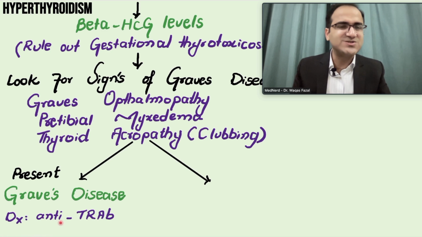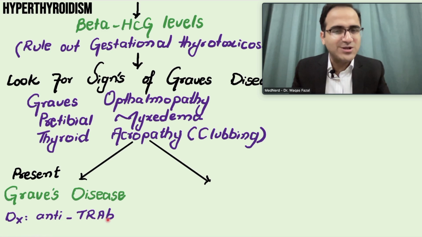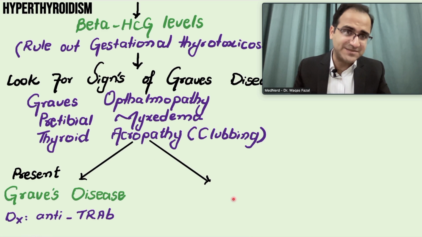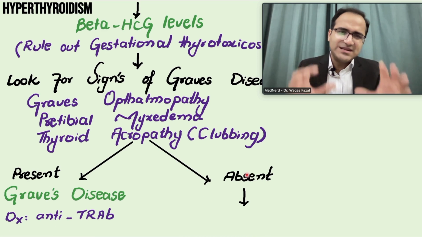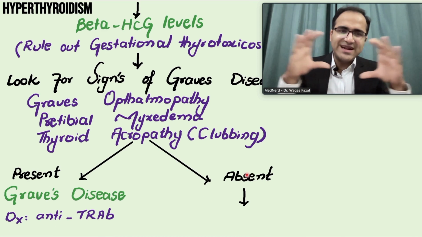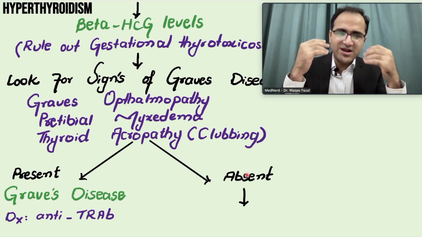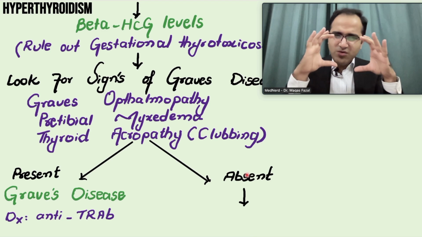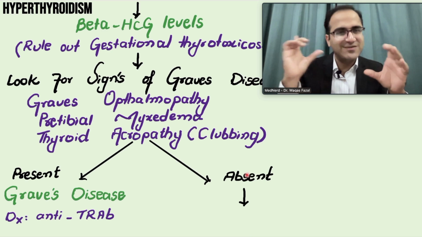And then the next test you perform is you check the antibodies, anti-thyroid receptor stimulating antibodies. If these are absent, it means that something is wrong with the thyroid gland because it is producing excess thyroid hormones and TSH is low. Now you need to perform the thyroid scan that we discussed about.